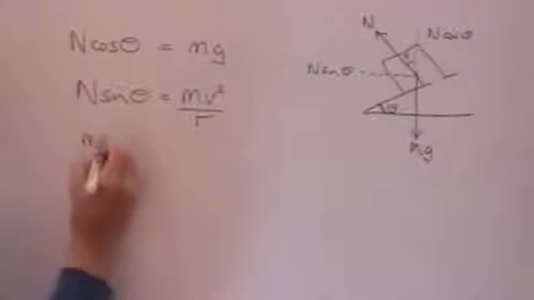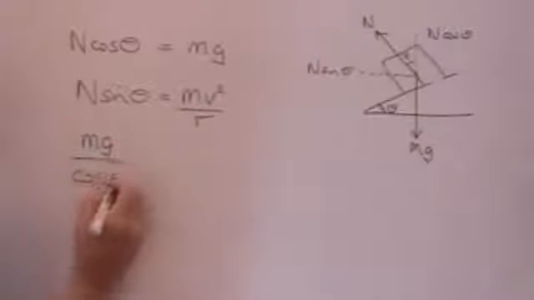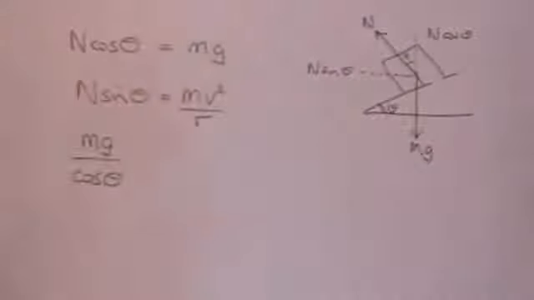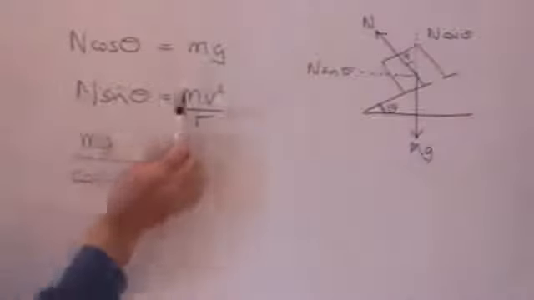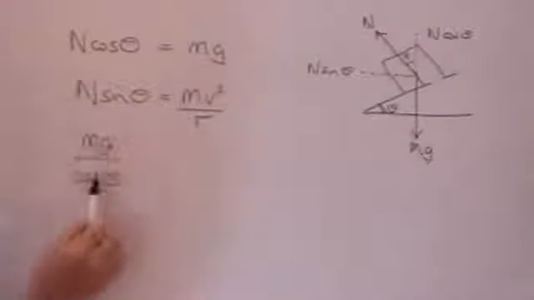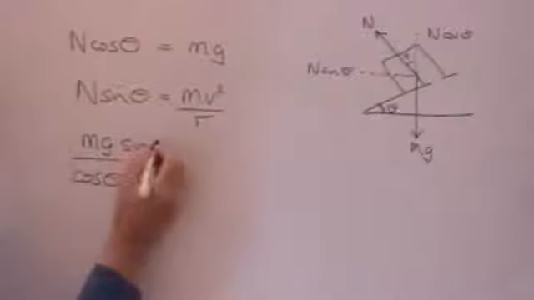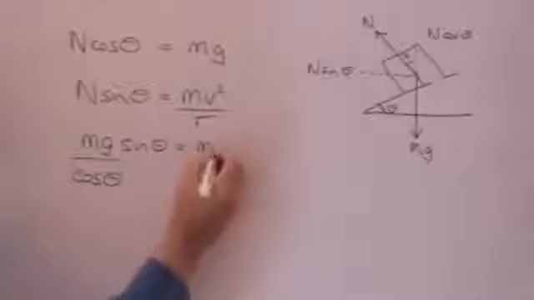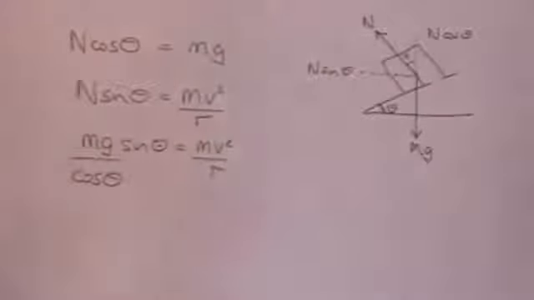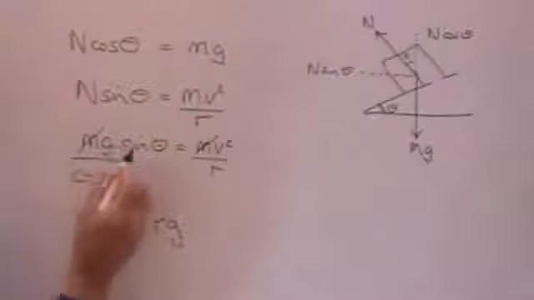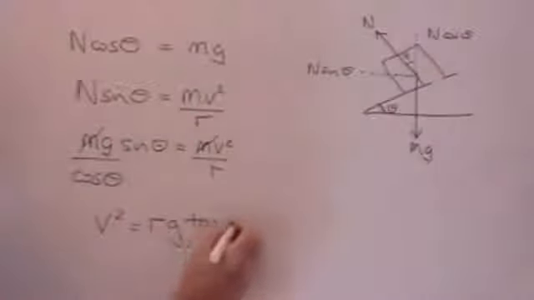Now from this formula you can see that N is mg over cosine theta. That is N, mg divided by cosine theta. So if I put that into this formula here, I've got N, which is mg over cosine theta, times sine theta, is equal to mv squared over r. The m's cancel. Sine theta over cosine theta is of course the tangent of theta, and that gives you that v squared is equal to, bring the r up here, r times g times the tangent of theta.